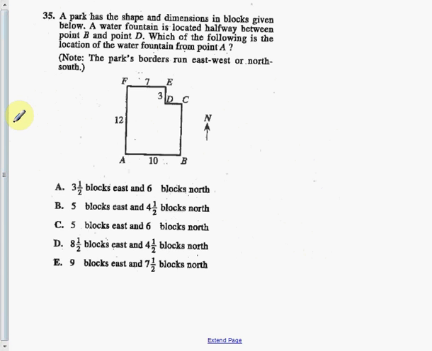So for this one, a park has the shape and dimensions in blocks given below. A water fountain is located halfway between point B and point D. So if we draw a diagonal there and it's halfway, which of the following is the location of the water fountain from point A? Well, the neat thing is that we know, using geometry, that if I draw a line here that's parallel to BC, then I form a rectangle, and if this point here is the center of the diagonal, that means the bisection here and the bisection here gives me midway between B and C, and then midway between C and D.